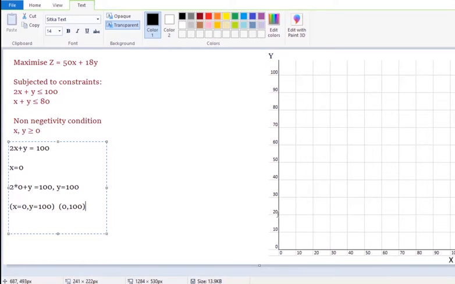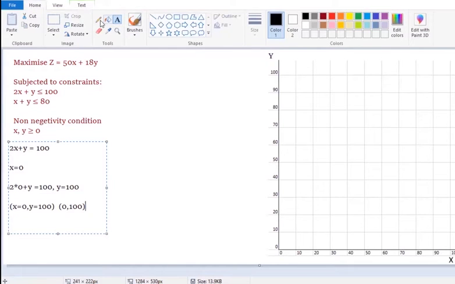So the point (0, 100), which means x equal to 0 and y equal to 100, comes here. This is the point. I am going to put a point here. I'm going to mark (0, 100) with an x mark. This is what I am going to do on the graph sheet.